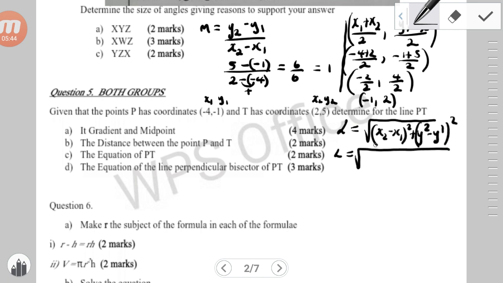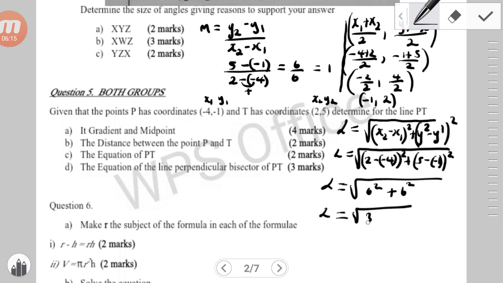So we're gonna have here 2 take away -4, and that's going to be squared, plus 5 take away -1 squared. All right, so that's going to be length is equal to the square root of 6 squared plus 6 squared. And that's going to be equal to the square root of 36 plus 36. Length is equal to square root of 72.